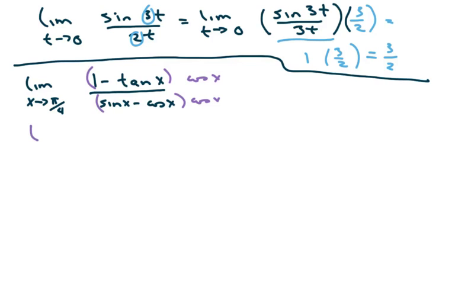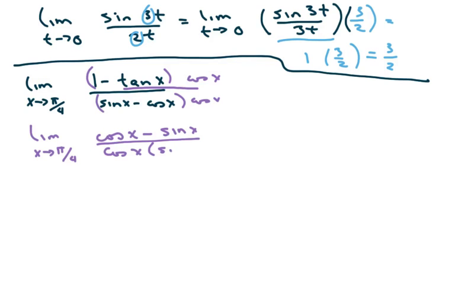And that's going to give you the limit as x approaches pi over 4 of cosine of x minus, when you multiply these two, sine of x. And then you're going to get cosine of x times sine of x minus cosine of x. All right? Now, cosine squared, wait. Okay, so I'm just pulling it out here.